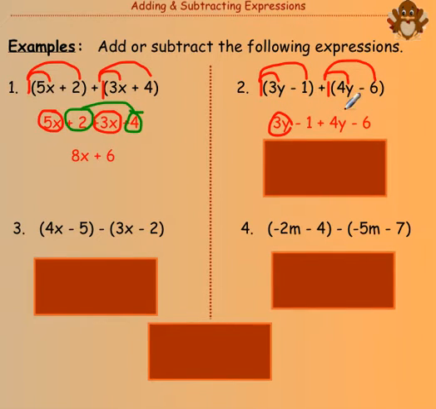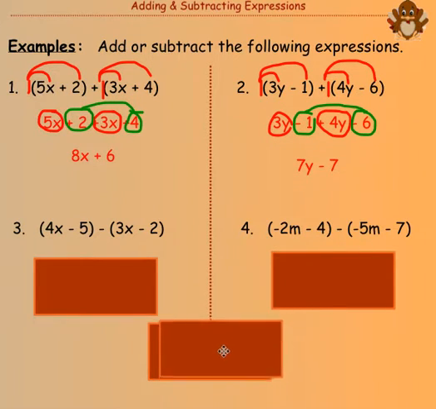3y and positive 4y are like terms. And then negative 1 and negative 6 are my like terms. It's important to circle that sign in front because negative 1 minus 6 would give me negative 7. And then 3y plus 4y is 7y. So I get 7y minus 7. Right, the next one's a little bit different.